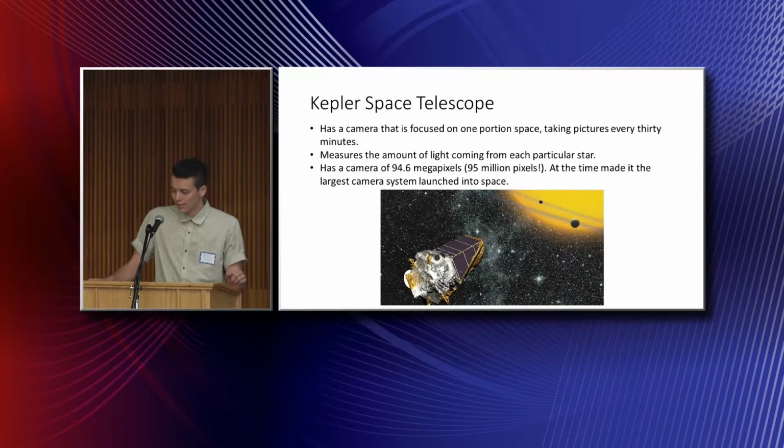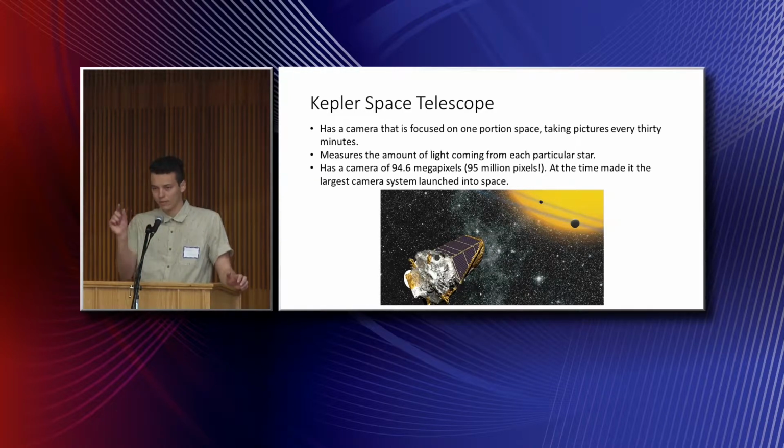So this Kepler Space Telescope itself has a camera that's focused on one portion of space over a long period of time, and it takes a picture about every 30 minutes, and it measures the amount of light coming from every pixel in that image. So it measures the amount of light coming from each portion of space over a long period of time. With a camera of about 95 million pixels, they can get pretty accurate data.